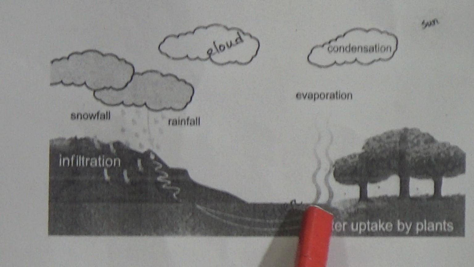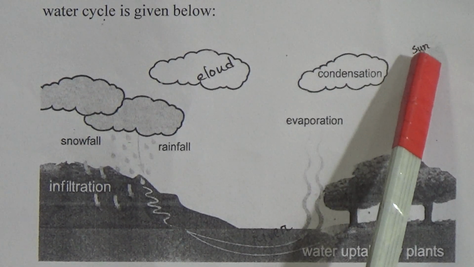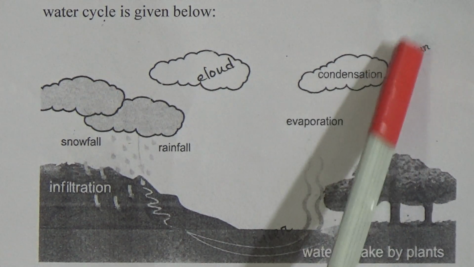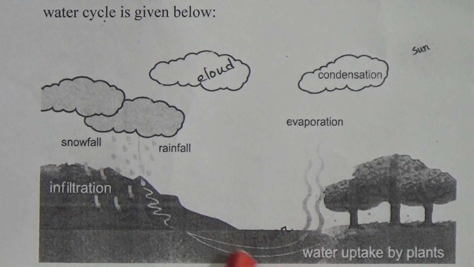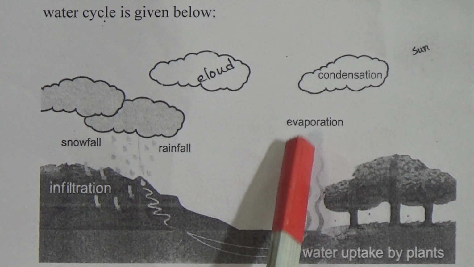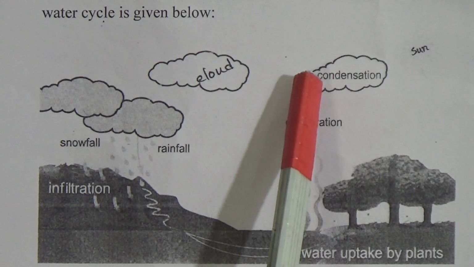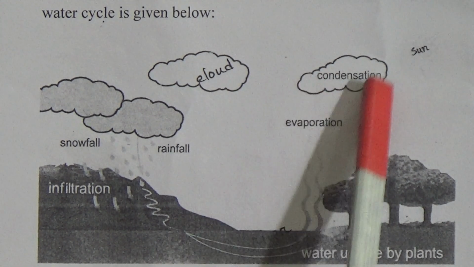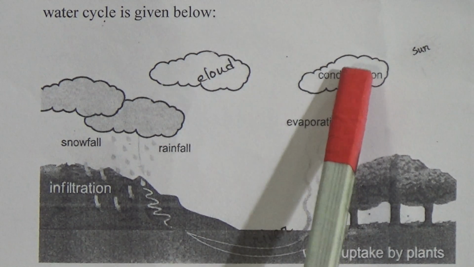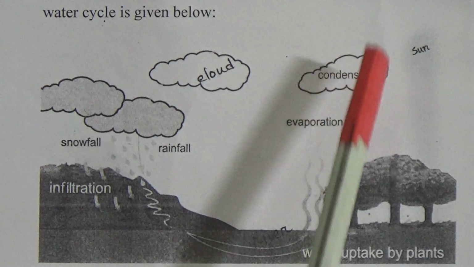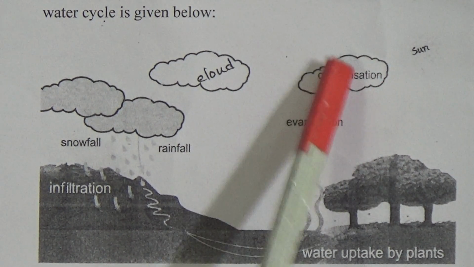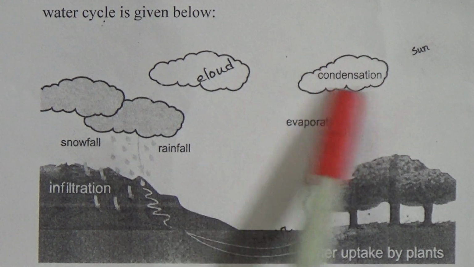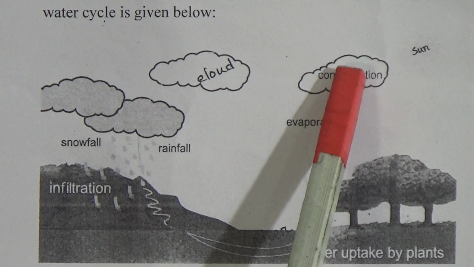Look, this is the water body, and from here, with the heat, this is the sun's picture. This is blurred. You have to draw the sun here. With the heat of the sun, the water from the water bodies becomes water vapor through the evaporation process, and when it goes up, it becomes cool, and in the condensation process it becomes tiny droplets of water, and it floats with the help of air, and these accumulated water droplets form the cloud.